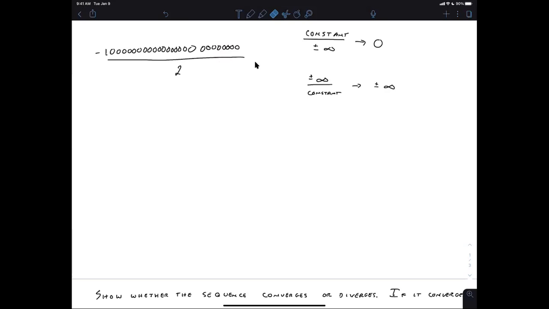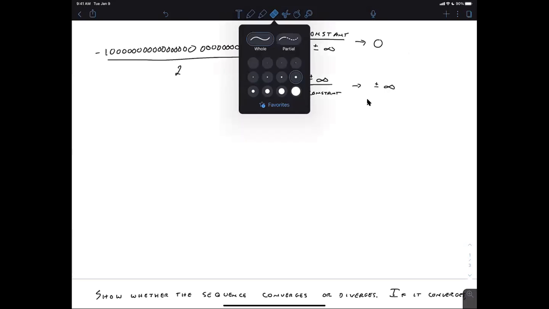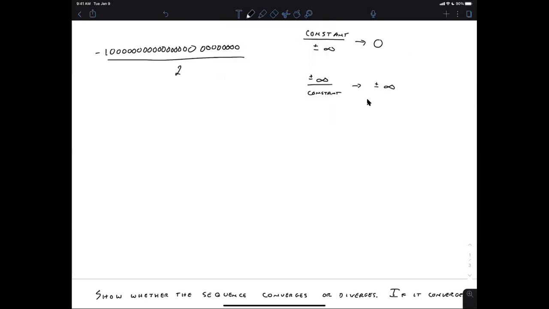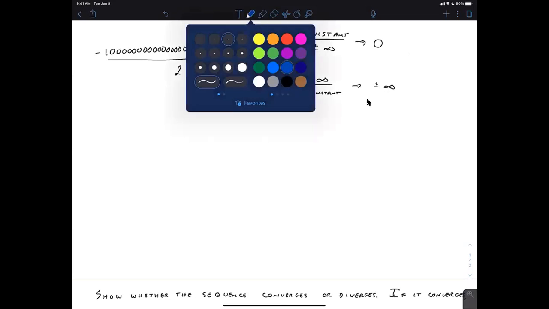And so we're going to accept these things as fact, that if we know it's approaching a constant over infinity, we know that's going to 0. We're going to know that if it approaches infinity over a constant, we know that's going to infinity or negative infinity. We're going to accept that as fact. We know that already. I also want to say one thing about the words converge and diverge.